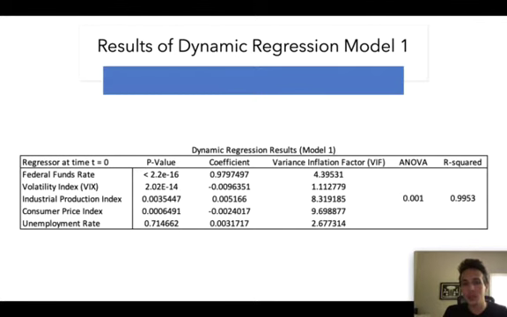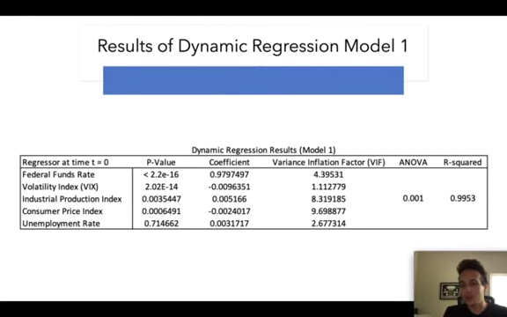The results of the first dynamic regression model were successful. We see that the federal funds rate, volatility index, industrial production index, and consumer price index were all statistically significant contributors to this lag regression. Unemployment rate, however, was not. The variance inflation factor is a value that takes into account multicollinearity, and our goal here is to keep the values all under 10. We see that relatively consistently here in our first model, and we can make the reasonable conclusion that there is no multicollinearity present in the model.